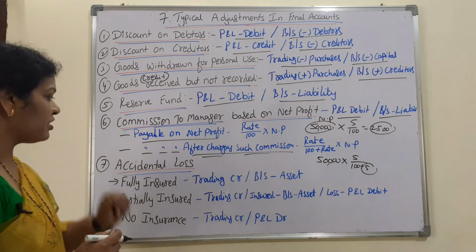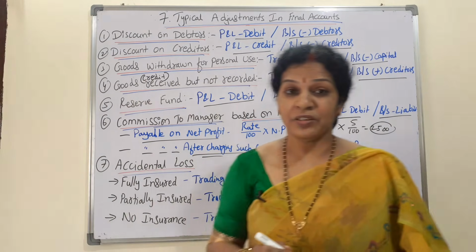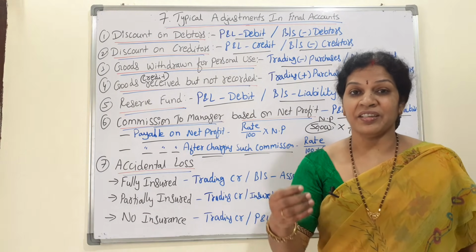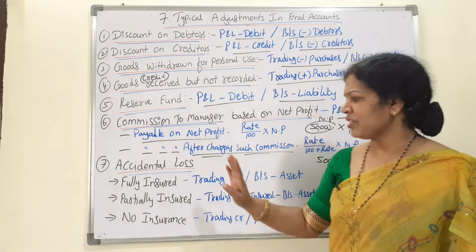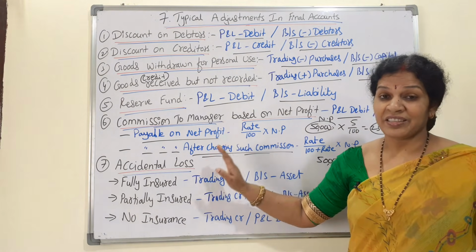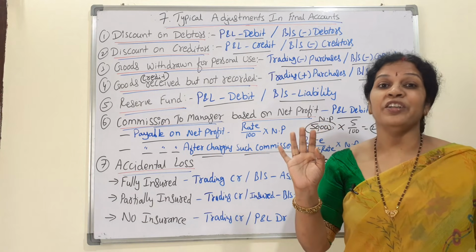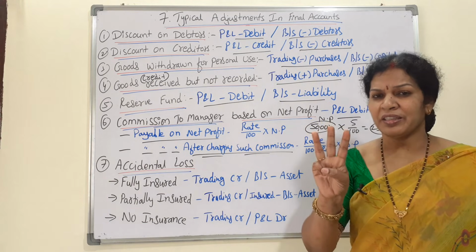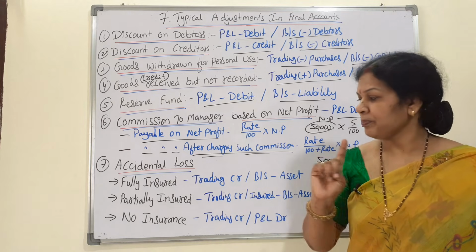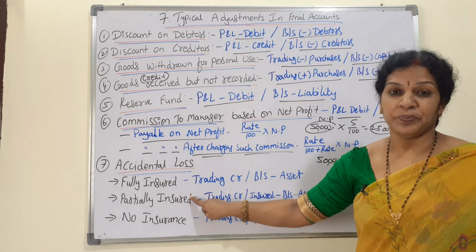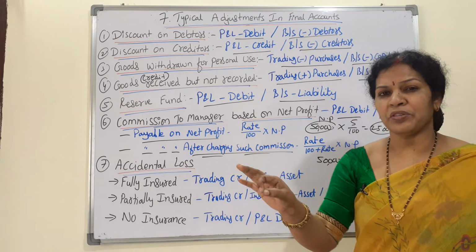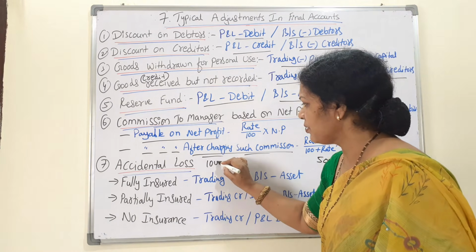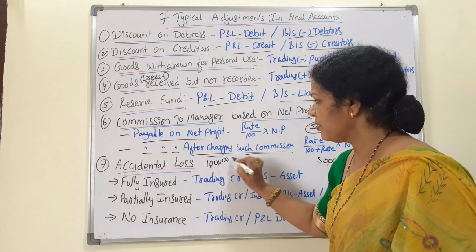Okay, next one, accidental loss. If any goods are destroyed, by theft, accident, any of such cases, how do we treat this? Generally every company will have insurance for accidental loss. If we have insurance, three kinds of transactions you have to remember. One is fully insured, where the destroyed goods are fully insured. Suppose say 1 lakh loss.